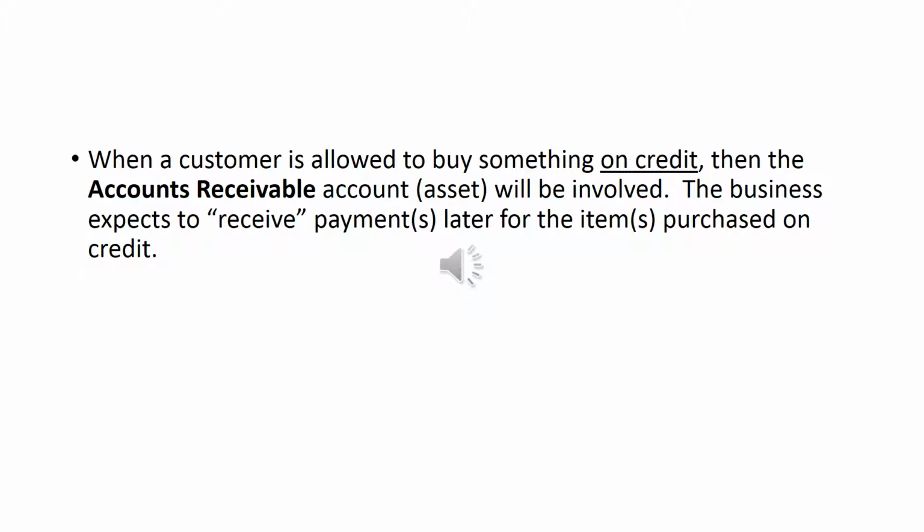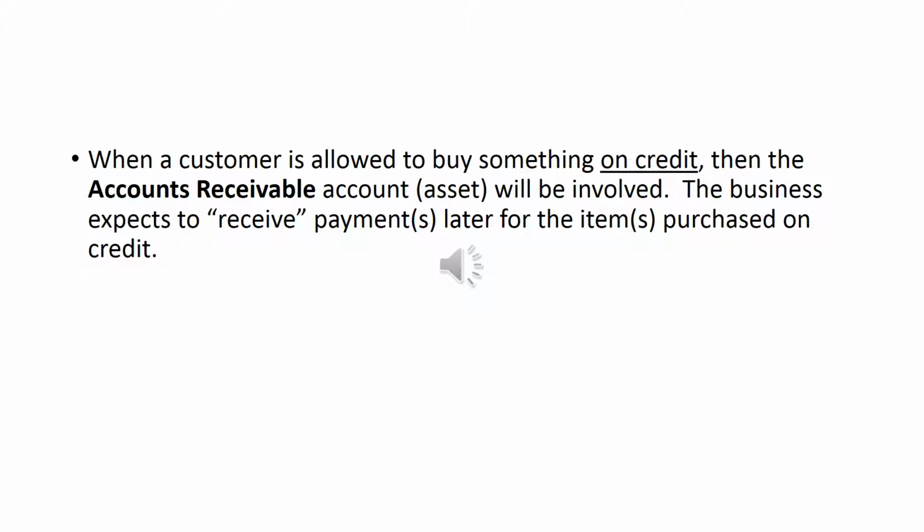One other note that I'd like to share: in previous chapters, we've dealt with customers paying with cash, so that involved the cash account, of course. However, in this chapter, we will also deal with when a customer is allowed to buy something on credit. Then that will involve the accounts receivable account, sometimes abbreviated AR. The accounts receivable account, which of course is an asset account, means the business expects to receive payment later for the items purchased on credit. Therefore, that's considered an asset, and that payment would be expected to be received in the future.